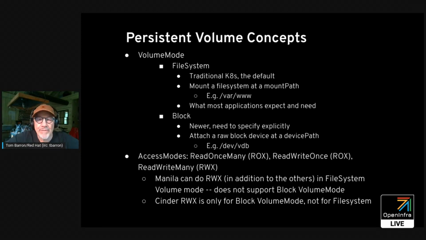Having a file system, and a shared file system that can span these nodes, is handy and useful, and it's going to be something people do more and more. This pertains to something called access modes in Kubernetes, where they talk about read once many, read write once, and read write many. I'll focus on the second two with respect to Cinder and Manila, because they are complementary rather than redundant. So Manila can do read write many in addition to the other modes in file system volume mode, but it doesn't support raw block volume mode.